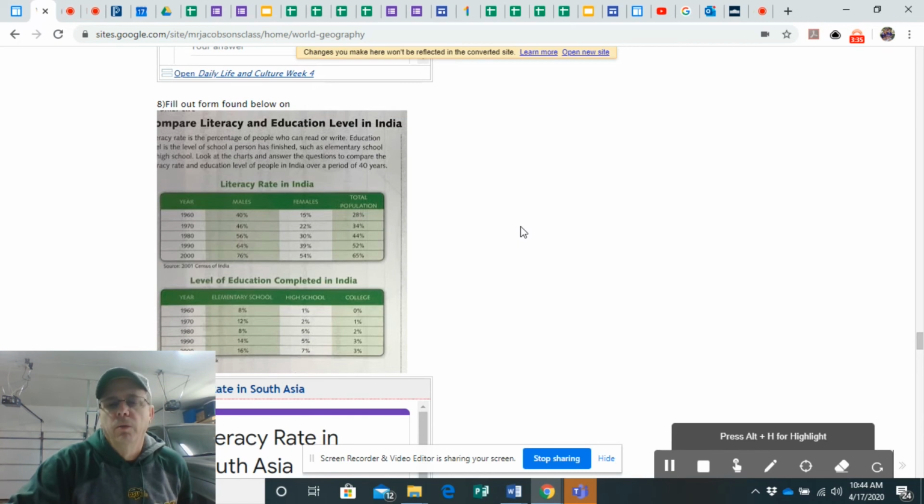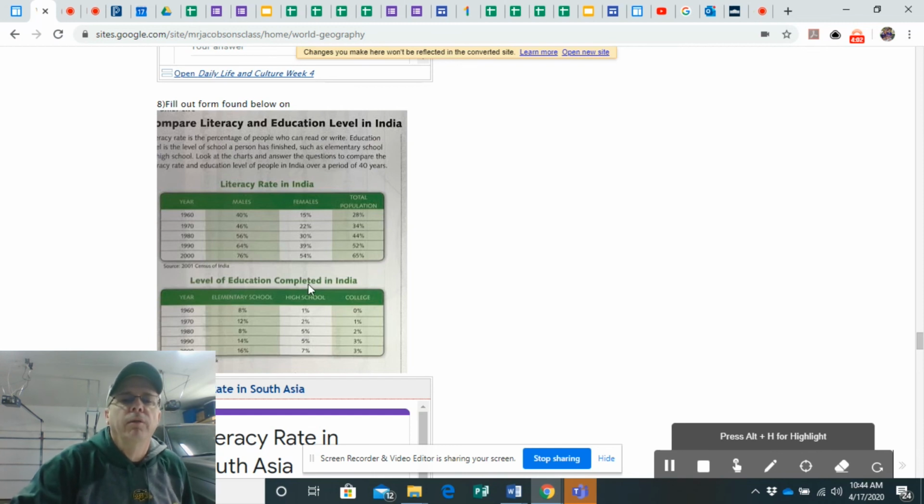Now, this little chart here will tell you all you need to know. If you look at the top, that's the 60s, 70s, 80s, 90s, and 2000. And you're talking about total population. Now, literacy rate, 28% of the total population was literate, people that could read or write, that were educated. And then obviously in 2000, 65% are. So you'll have to answer some questions about that.